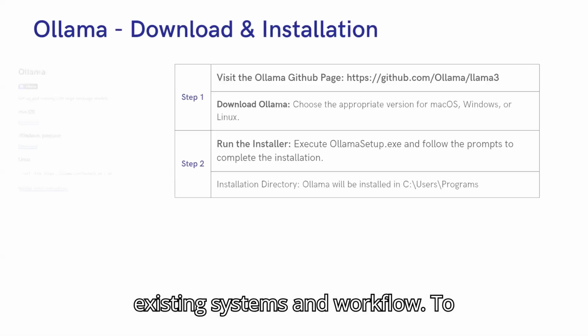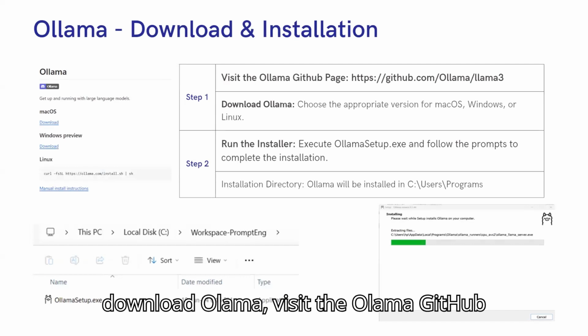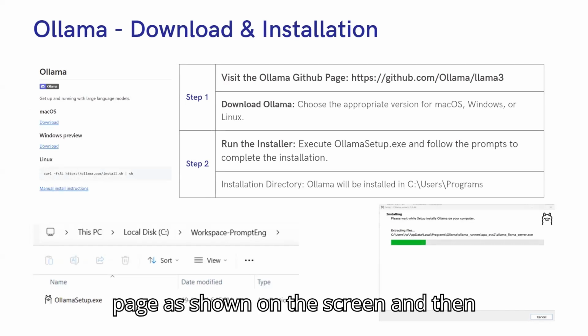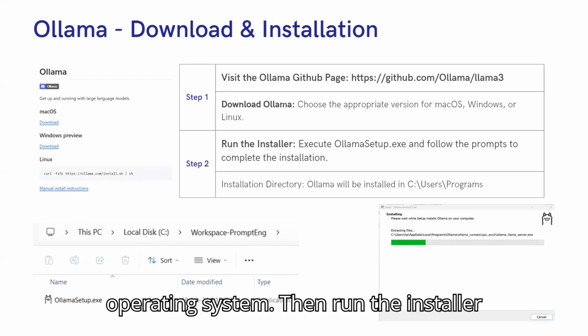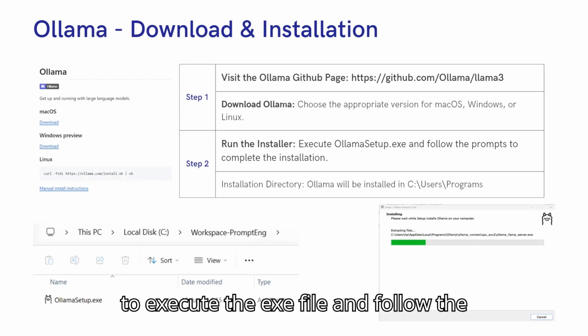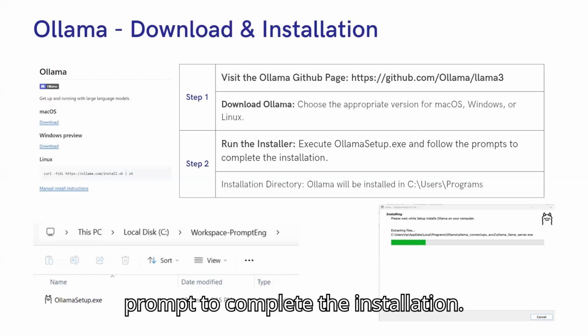It's easy integration makes it developer friendly, and Ollama provides APIs and tools for easy integration into existing systems and workflows. To download Ollama, visit the Ollama GitHub page as shown on the screen and then download Ollama appropriate to your operating system. Then run the installer to execute the exe file and follow the prompts to complete the installation.